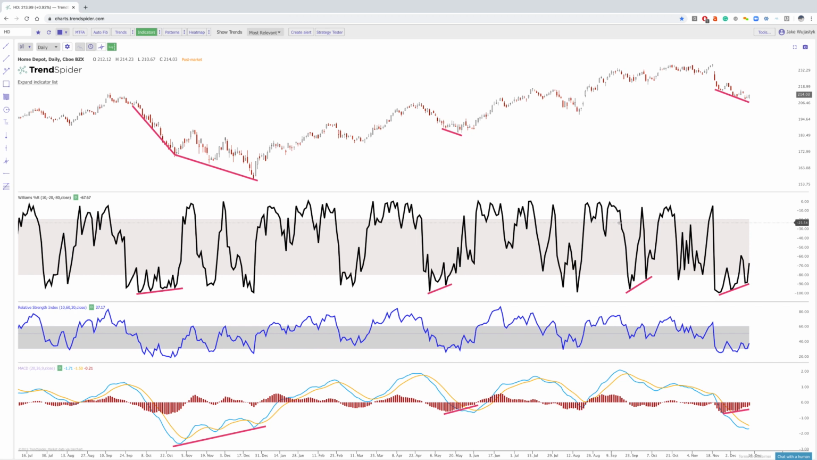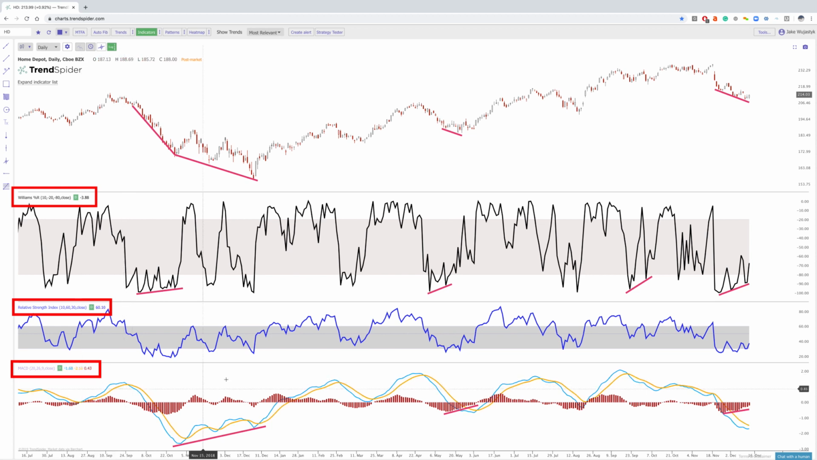And in this particular video, we are going to look at different types of divergences, especially positive divergence. We will go over some negative divergence as well. But what we are looking at right now is the daily chart of Home Depot. And you can see we have three different lower indicators here. We've got the Williams percent range, we've got the RSI, or the relative strength index, and then we have the MACD.